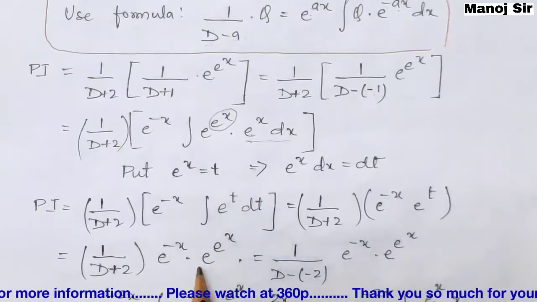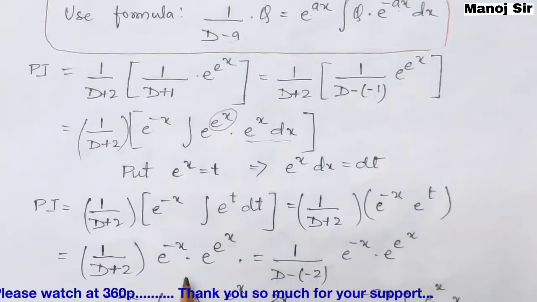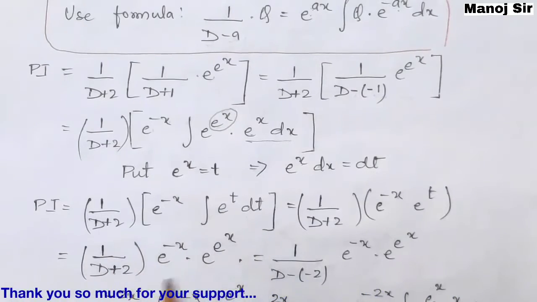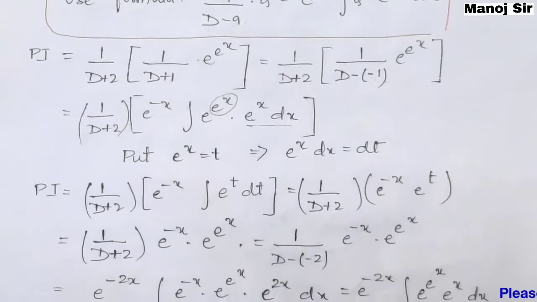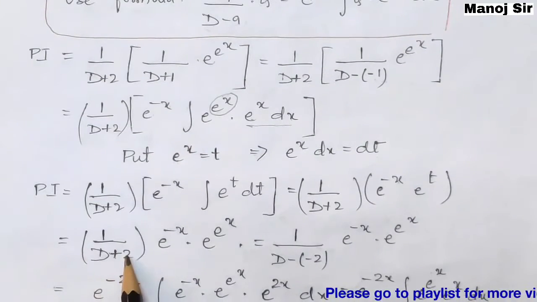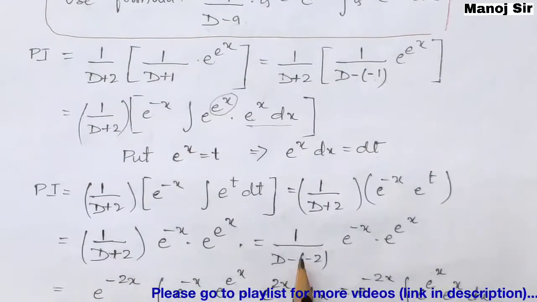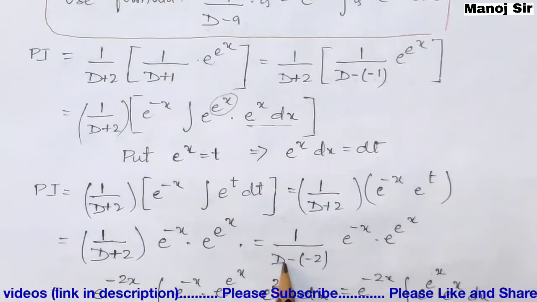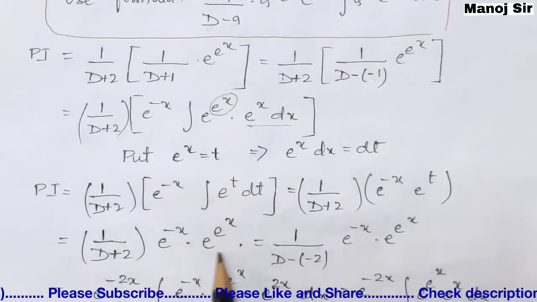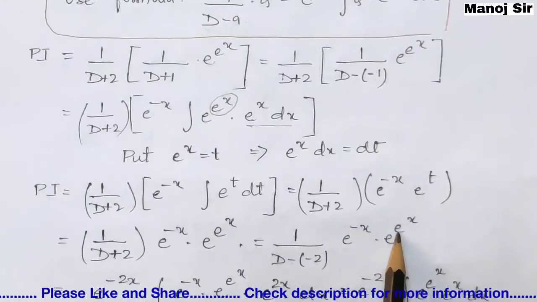That is e to the power x. Okay, so again from here we are going to apply this formula once again. Here we have 1 upon d plus 2, but we can rewrite this as 1 upon d minus of minus 2, and this part is as it is, that is e to the power minus x into e to the power x.